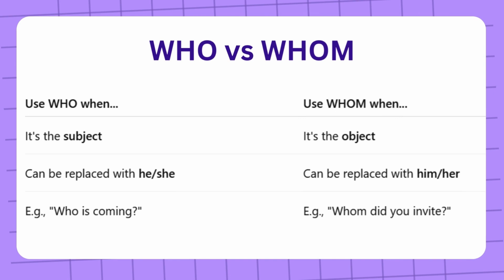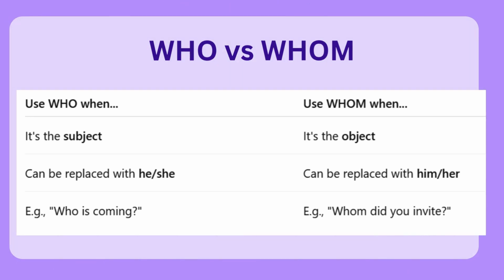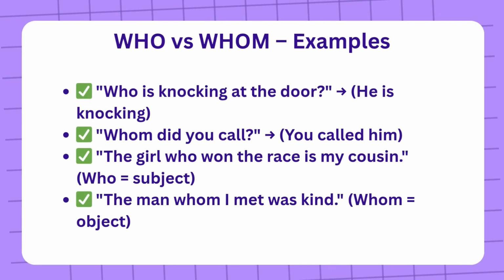Use who when the person is doing the action, when it is the subject, and use whom when the person is receiving the action, when it is the object. The great trick is using the he and him test. If he fits, then we need to use who, and if him fits according to the sentence, then we need to use whom.